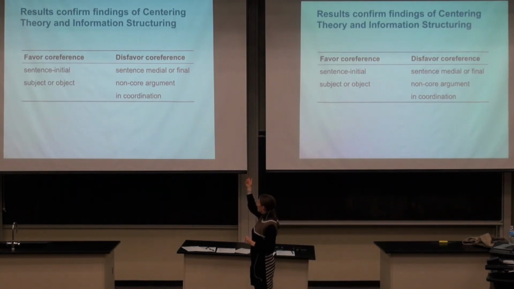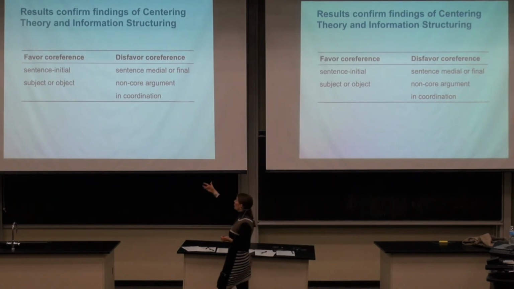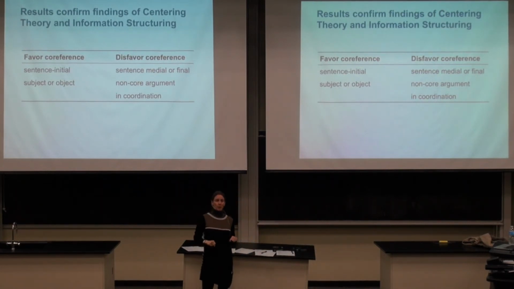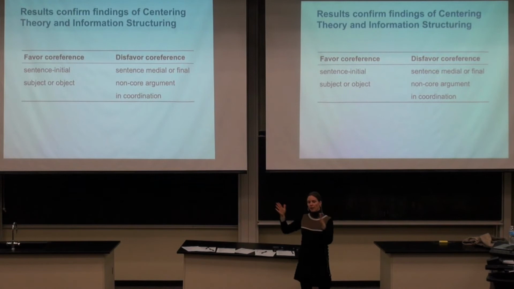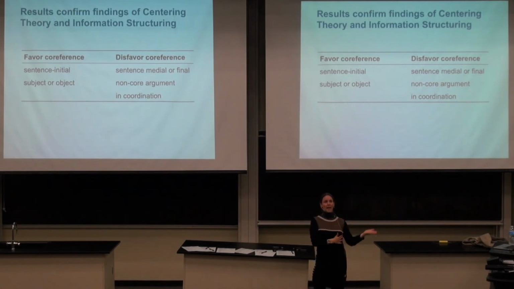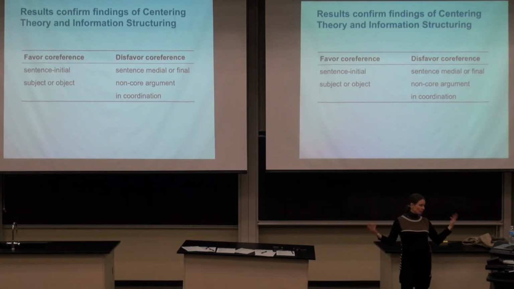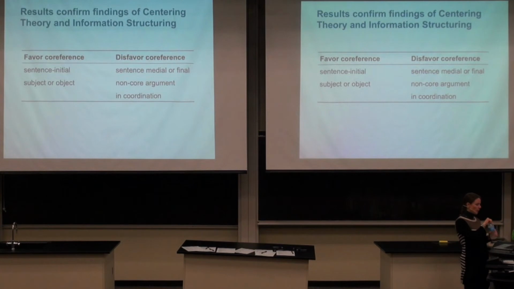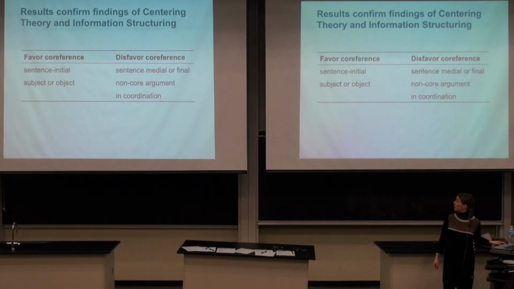So remember I said what should favor coreference? Sentence initial as well as core argument, and that's what we see. Subject and object of a verb, so core arguments of a verb, are going to favor coreference. If you are in the mid part of the sentence or the end, then you're disfavoring coreference. If you are not a core argument, then statistically, in general, you don't favor coreference. So this is really capturing a well-known generalization of reference tracking in English.